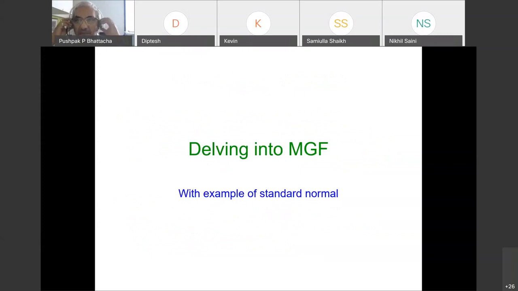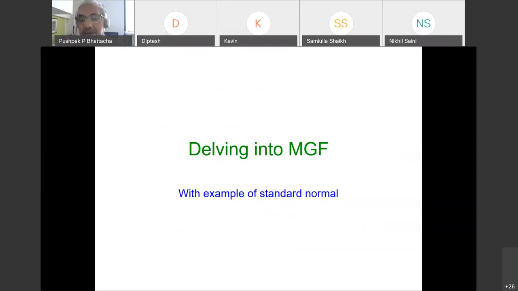Just one minute, there is some noise outside. Okay, am I audible? Yes, sir, you are. So the slide you are seeing is delving into MGF, correct?